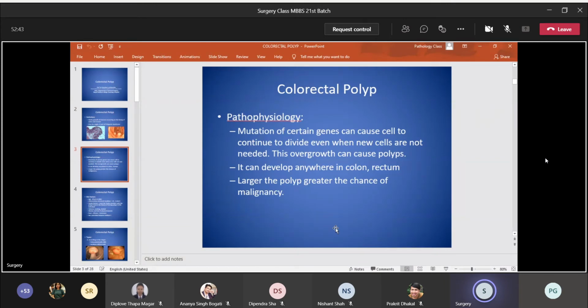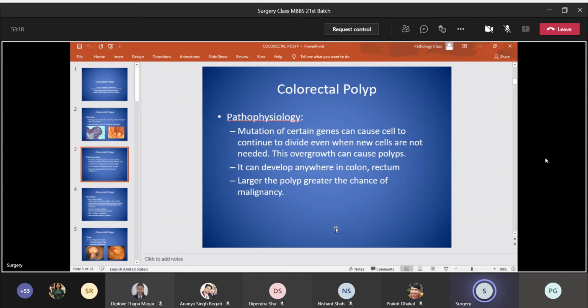And if you see the pathophysiology, it has got a very strong genetic predisposition, because polyps run in a hereditary manner. So there are a lot of polyposis syndromes which run in families, and they have different syndromes. I'll come to that later on. This mutation in certain genes causes cells to continue to divide even when new cells are not needed. See, that's how the polyposis develops. This overgrowth can cause polyposis. We don't need it in normal physiology, but they grow.